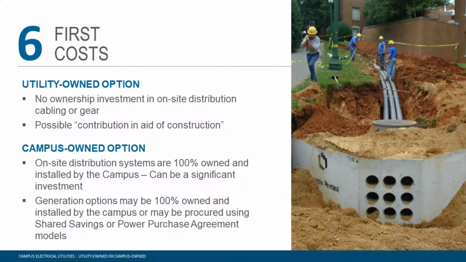So let's talk a little bit about first costs of owning this infrastructure. In the utility-owned option, the campus owns none of the infrastructure. It's installed, it's operated, it's maintained, and it's repaired by the utility.